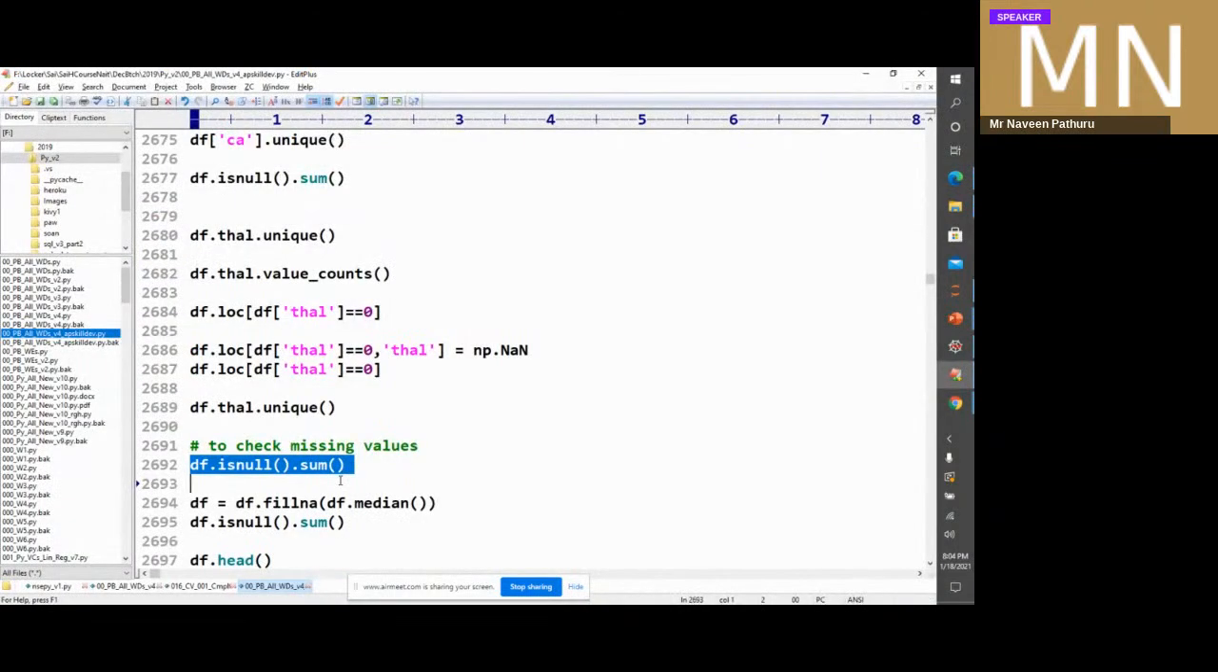Okay. So now, generally what we do is, one of the techniques is, you can tell a data frame, fillna. Fillna means fill wherever there's this NA, which is like a null value, with the df median.